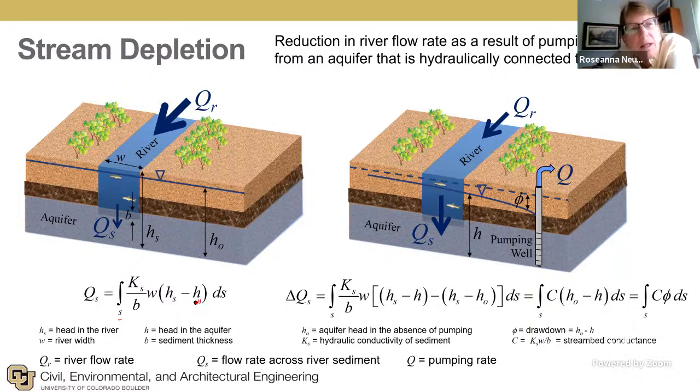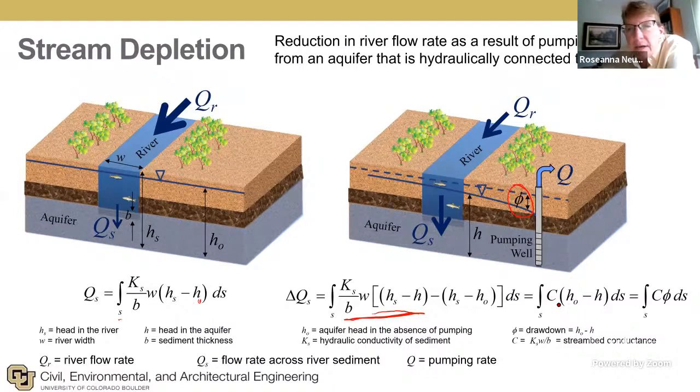This should actually be H naught. Then the change in stream depletion, the change in that Q sub S, so delta Q_S, is that same thing with pumping. So that's this part right here, minus what we have without pumping. And if we define the head difference between the initial head without pumping and the head during pumping as this drawdown phi, then we can write stream depletion in a much simpler way.